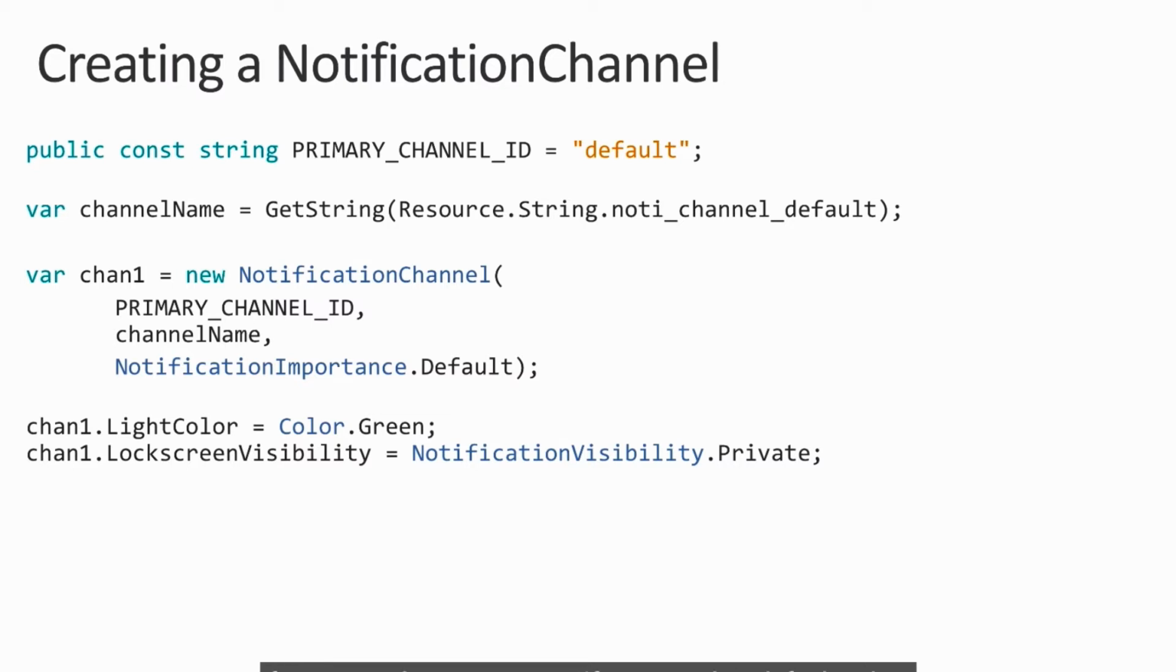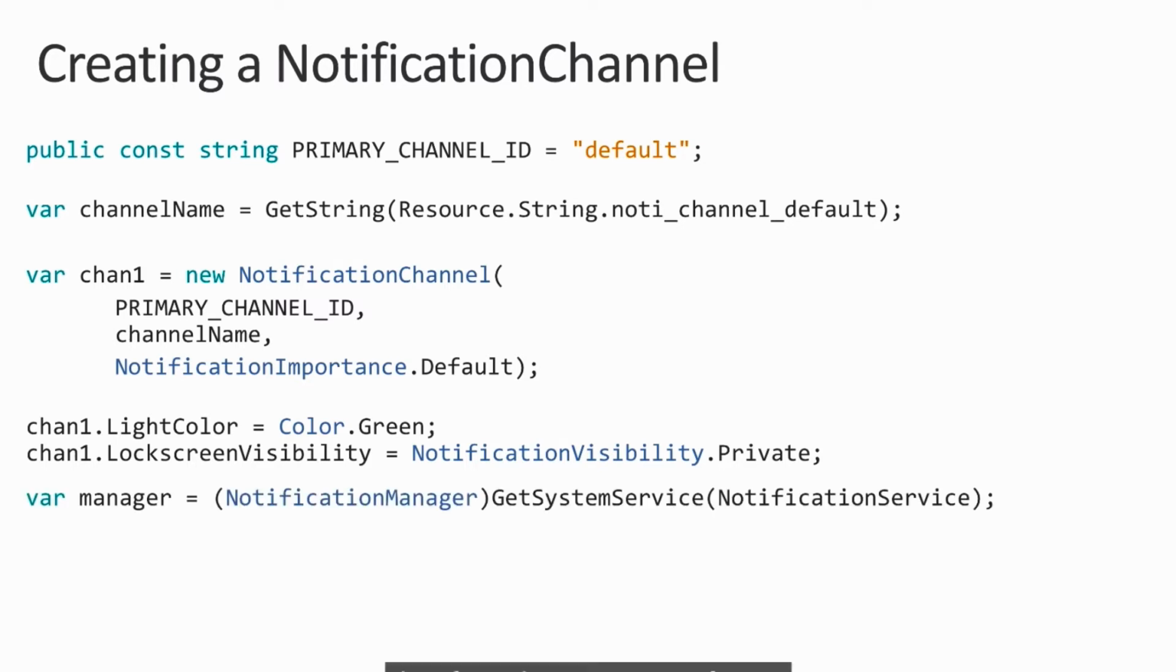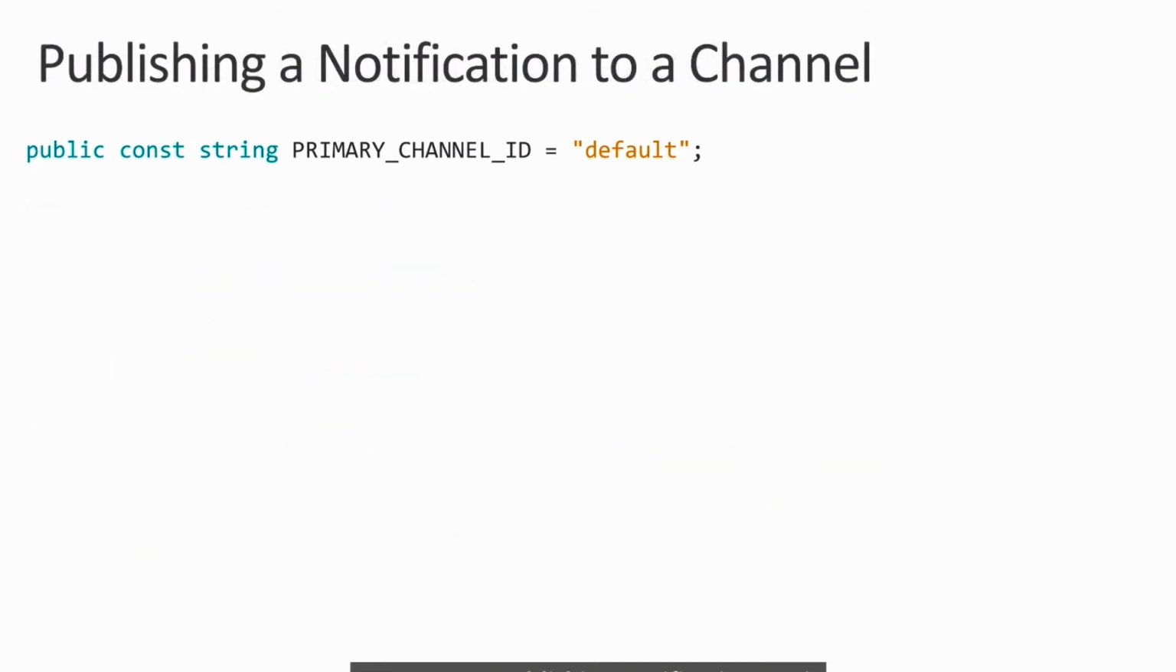If we wanted to, we can specify some other default values that we think the channel should have, such as the channel light. Display a green light for my notifications. Lock screen visibility. Well, these notifications are kind of private, so don't display them on the lock screen. Then from there, we get a reference to the notification manager, and we would just say, manager, create this notification channel. And there we go. The notification channel is created, and we can start publishing notifications to it.